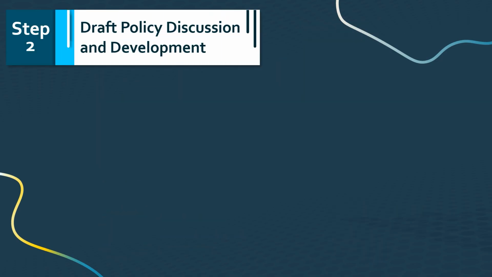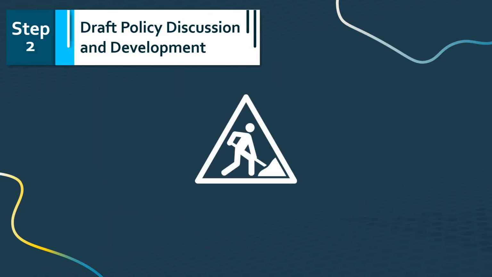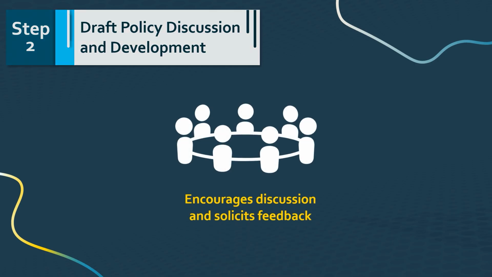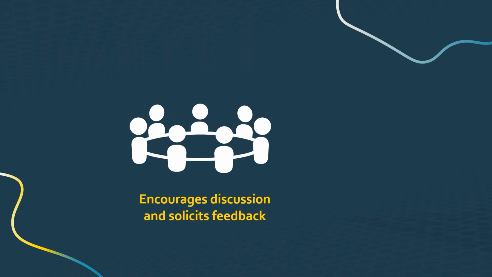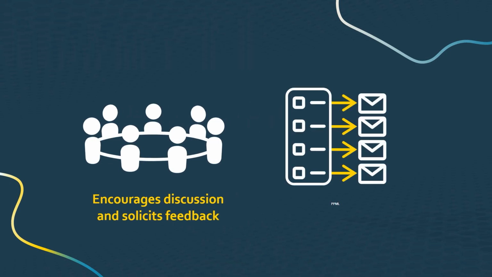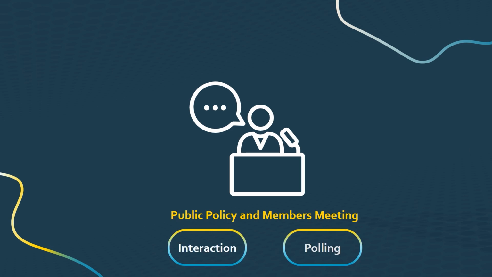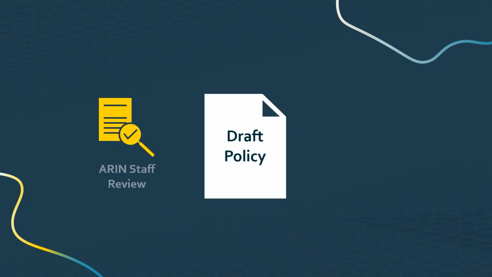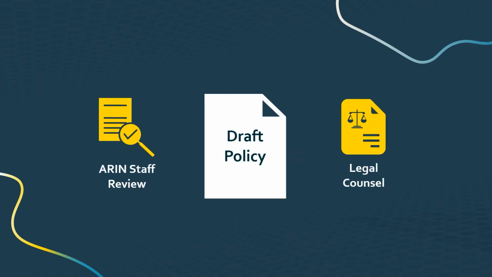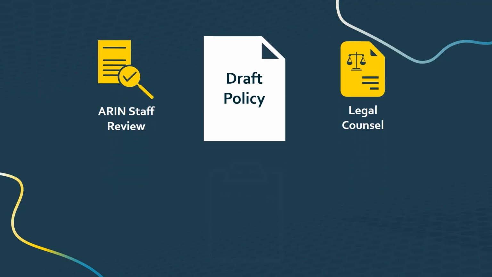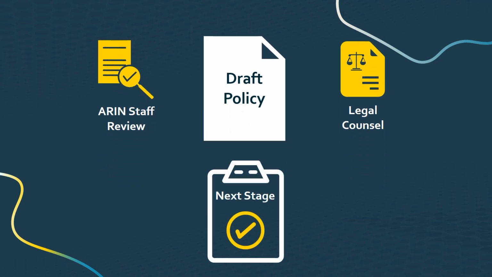A draft policy is a work in progress. The AC encourages discussion and solicits feedback from the Internet community on the ARIN Public Policy Mailing List, known as the PPML. The AC may also present the draft policy at a public policy and members meeting, which is a biannual open public discussion that allows for interaction and polling of participants. The AC may submit the draft policy for review by ARIN staff and legal counsel at any point, but this review must be completed before advancing to the next stage of the process.